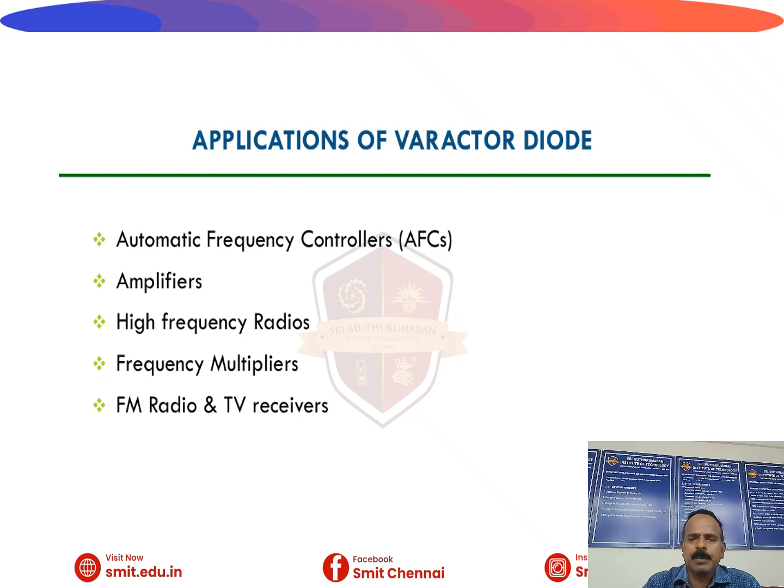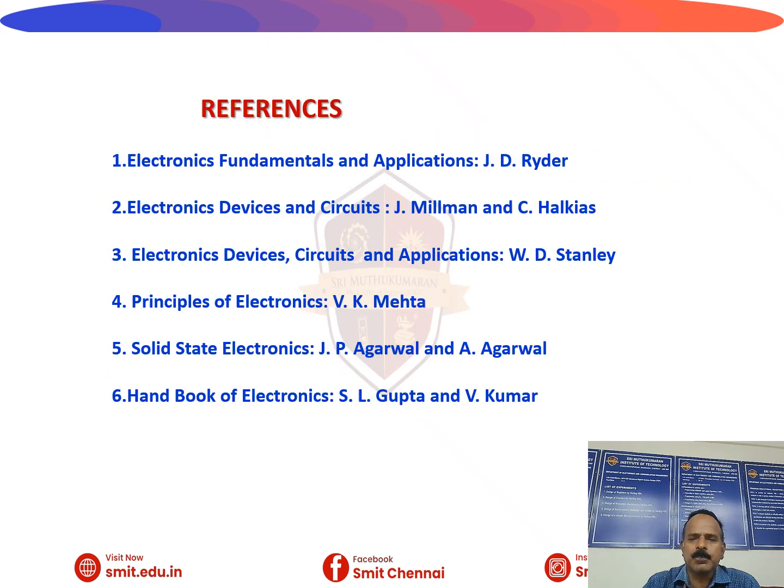So these are some of the prominent applications of the varactor diode. It can be used for AFC, that is, automatic frequency control. It can be used in amplifiers. It can be used in HF radios, that is, high frequency radios. It can be used in frequency multipliers, as well as in FM radio and TV receivers. These are the primary applications of the varactor diode.